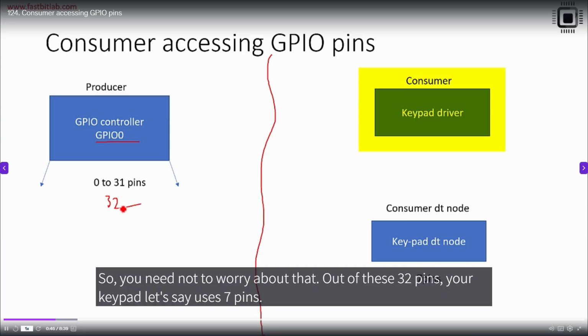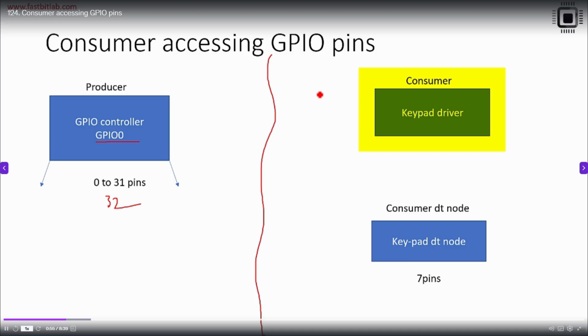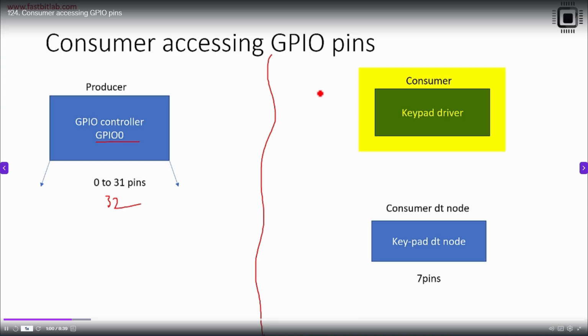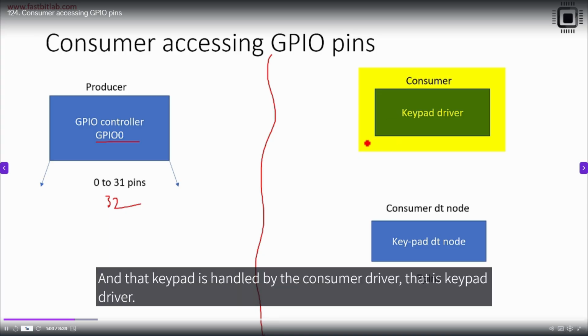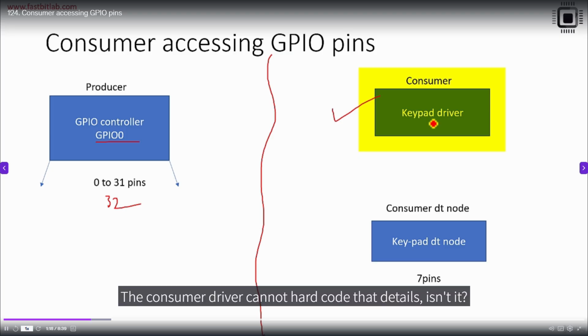Out of these 32 pins, your keypad, let's say, uses 7 pins. Hence, a keypad is called a consumer because it consumes pins. It just consumes 7 pins of the GPIO controller, and that keypad is handled by the consumer driver, that is the keypad driver. So now the question is, how does the consumer driver know about those 7 pins where the keypad is connected? The consumer driver cannot hard code those details, isn't it?